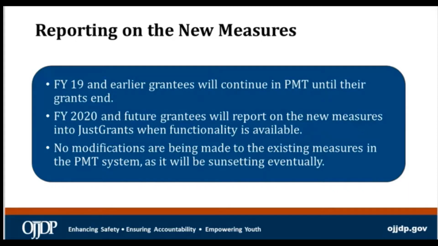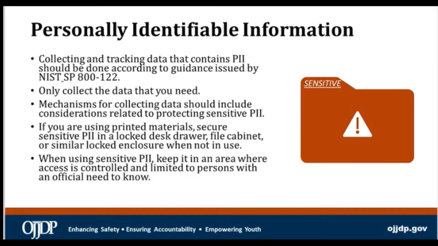Collecting and tracking data that contains personally identifiable information, or PII, should be done with consideration towards the Privacy Act of 1974 or NIST 800-122. Broadly stated, the purpose of the Privacy Act is to balance the government's need to maintain information about individuals with the rights of the individual to be protected against unwarranted invasion of their privacy. In accordance with this act, you want to collect only the data you need.